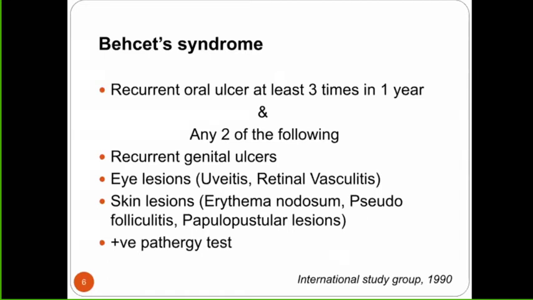Behcet, you all must have heard the name Behcet syndrome. It consists of recurring oral ulcers, genital ulcers, and eye lesions. So it is a triad of oral ulcers, genital lesions, and eye lesions. Along with this, there are some skin lesions also, and there is a positive pathergy test.